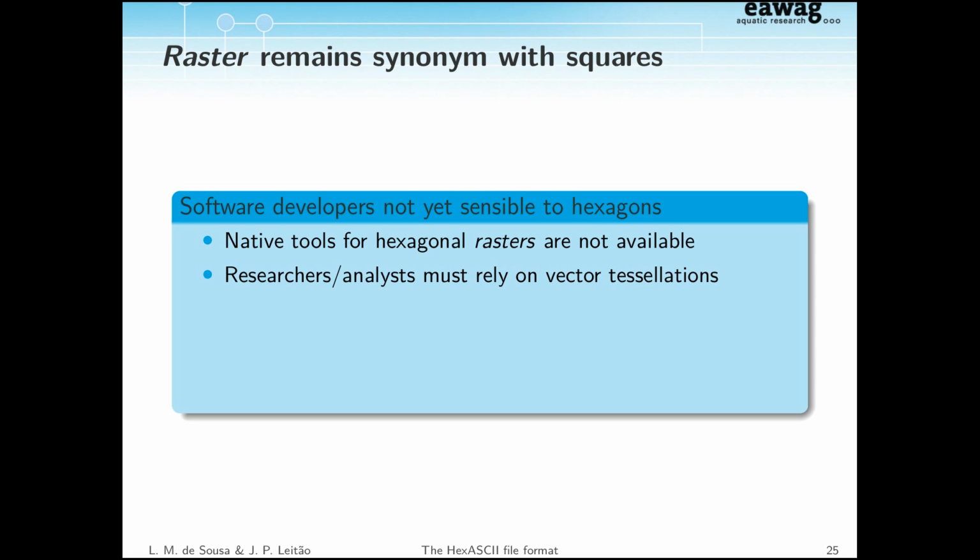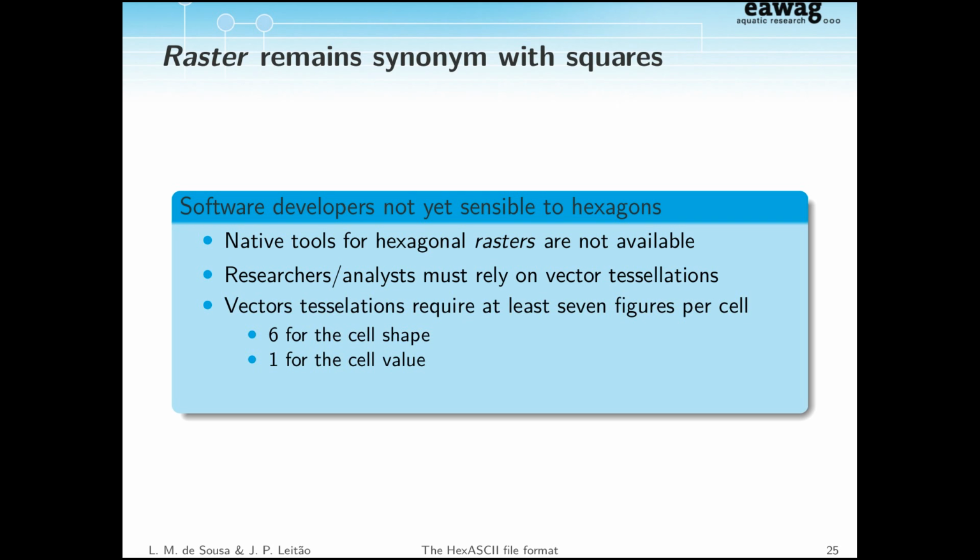What you have to do is rely on vector tessellation: you create your own tessellation with a vector and then try to work from there. This has a very obvious disadvantage vis-a-vis a traditional raster, because beyond the value of the cell itself, you have to store the values of each vertex of the cell. So with 6 vertices and 1 value, we need 7 values per cell. There is an obvious need for a raster format in GIS because of this.